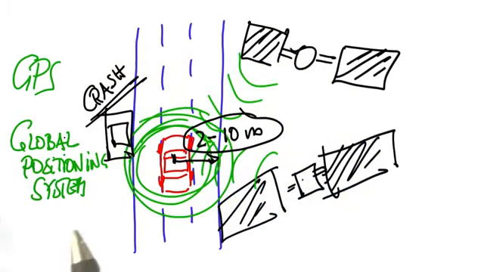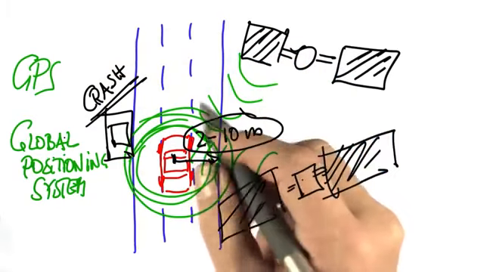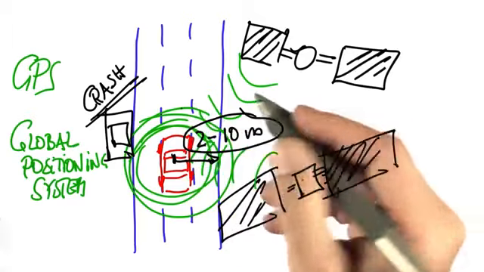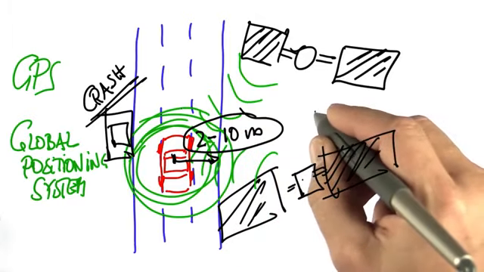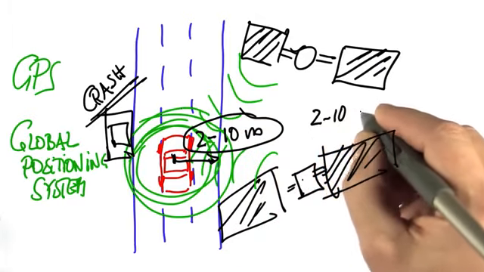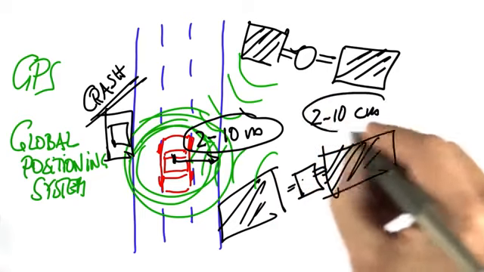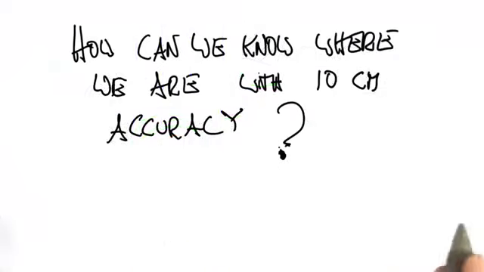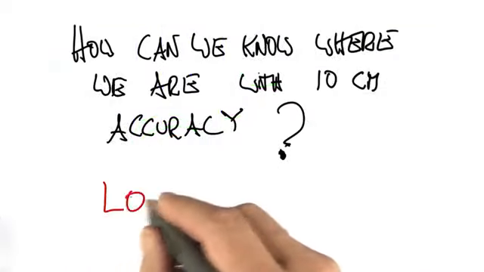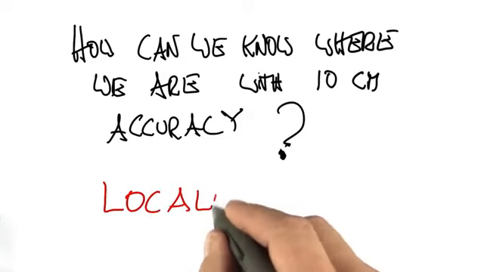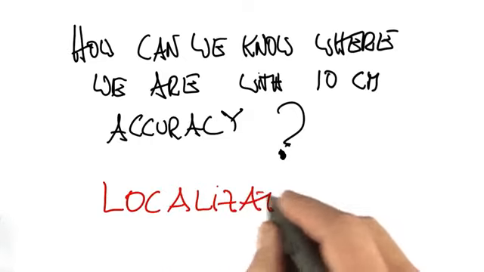So for our self-driving cars to be able to stay in lanes using localization, we need something like 2 to 10 centimeters of error. And then we can drive with GPS in lanes. So the question is, how can we know where we are with 10 centimeter accuracy? That's the localization question.